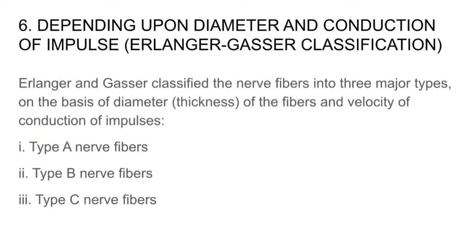Depending upon diameter and conduction of impulse. Erlanger and Gasser classified the nerve fibers into 3 major types on the basis of diameter, thickness of the fibers, and velocity of conduction of impulses. Type A nerve fibers, type B nerve fibers, and type C nerve fibers.